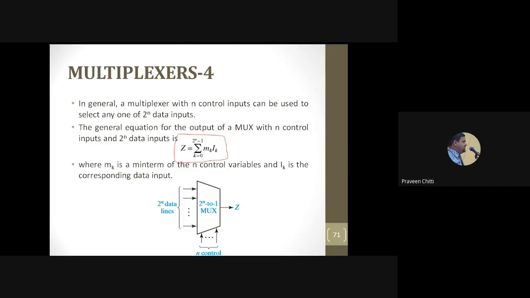Can anybody try? With n equal to 2, one person should try, and with n equal to 4, the other person should give me the answer. With n equal to 2, who will explain this? How can this equation be used to write the output equation for the multiplexer having 2 select lines? When I say n equal to 2, that indicates that many select lines and 2 to the power 2 equal to 4 data inputs.